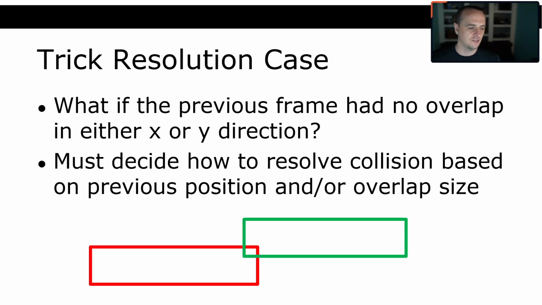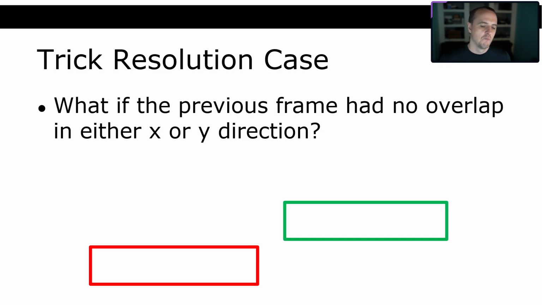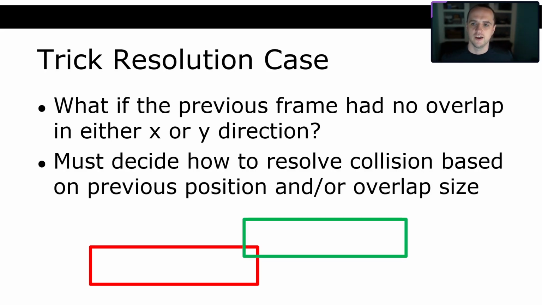So in this case, you can't use one or the other, and you must just decide on how to resolve collisions based on the previous overlap or overlap size, okay? So maybe you say, okay, if it was coming more from the top than from the bottom, maybe you do something, or maybe you just put a priority on it and say something like, well, if neither overlapped on the previous frame, I'm always going to push it out to the side rather than to the top or the bottom. So you just have to make that decision, etc.